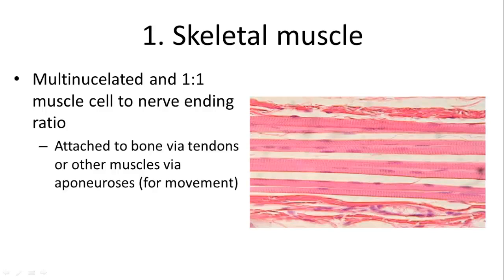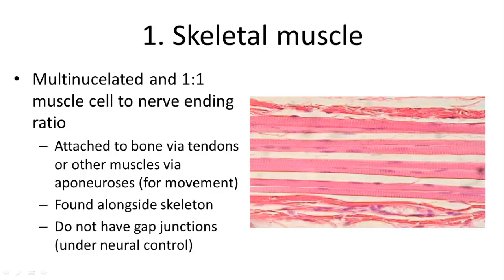We talked about the attachment to bone via tendons or to muscles via aponeuroses, always associated pretty much with the skeleton or at least some sort of cartilaginous structural support, and they don't have gap junctions, so they're all under neural control.